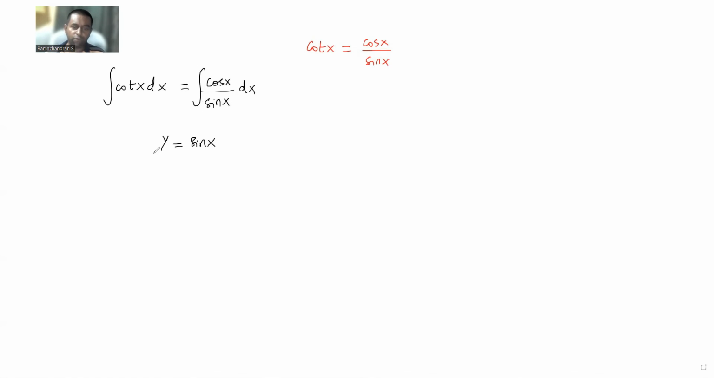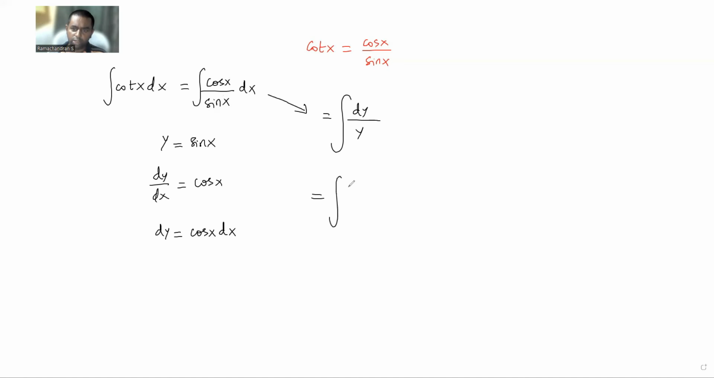For that, I need to find the derivative of this equation with respect to x. When I find the derivative of y with respect to x, I get dy over dx. The derivative of sin x is cosine x. If I multiply both sides of this equation by dx, then I get dy equal to cosine x times dx. Now we can substitute y for sin x and dy for cosine x dx. So we get the integral of dy over y.